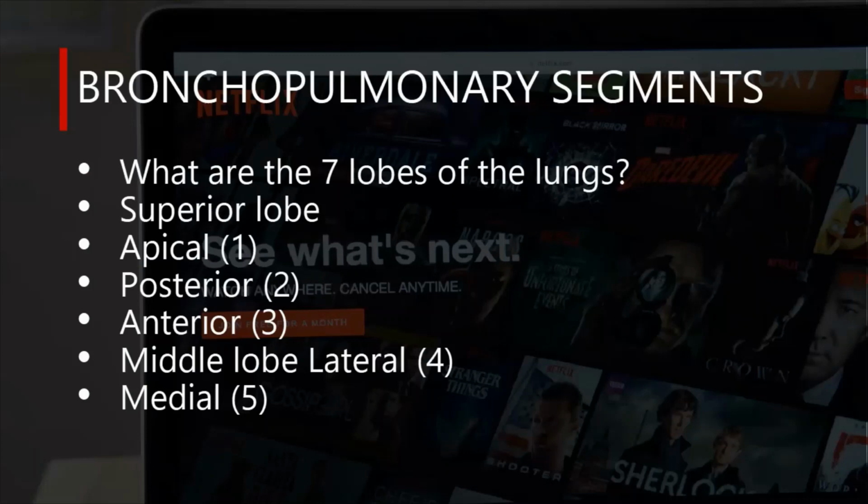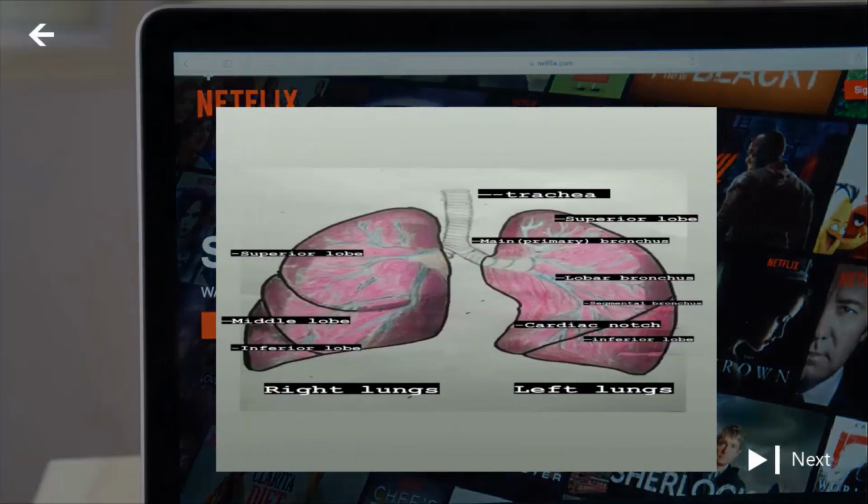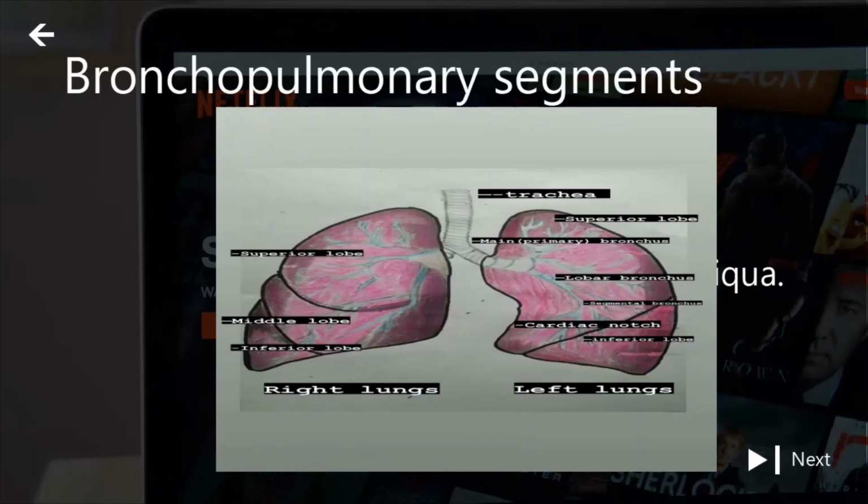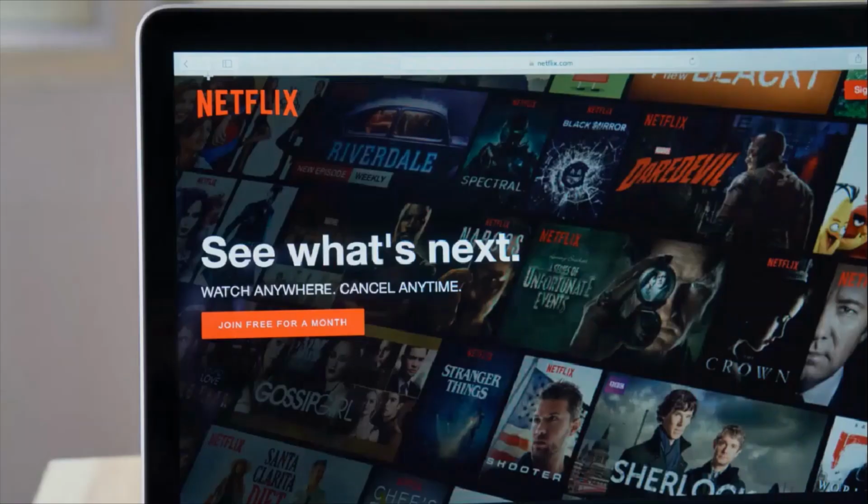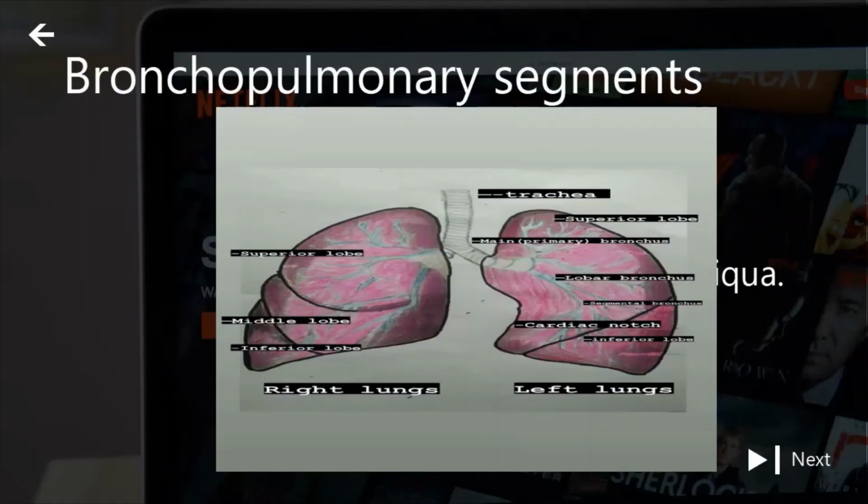The bronchopulmonary segments include the superior lobe, the apical, the posterior and anterior, the middle lobe, lateral, and the medial. So you can see here in the right lung, we have the superior lobe, the middle lobe, and the inferior lobe. In the left lung, we have here the superior lobe, the main bronchus, the lobar bronchus, the cardiac notch, and the inferior lobe.